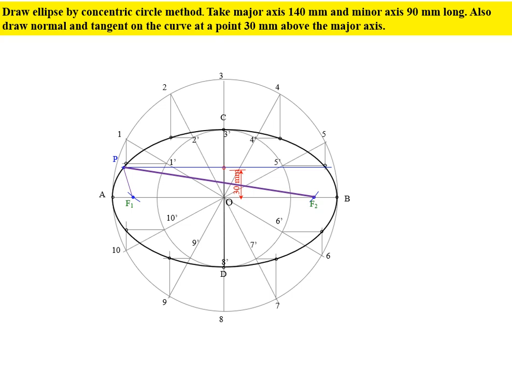This angle of the triangle is divided into two equal parts. This is called the normal. On this point draw one line perpendicular to the normal. This is called the tangent. This is the tangent.